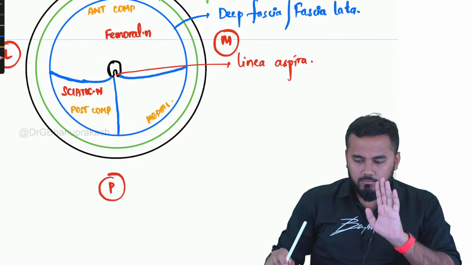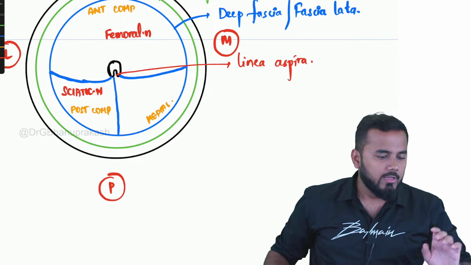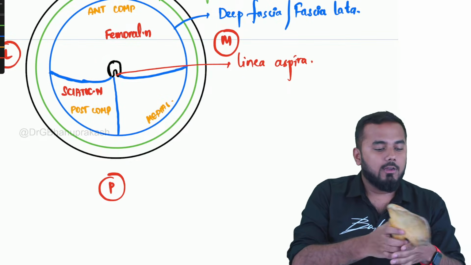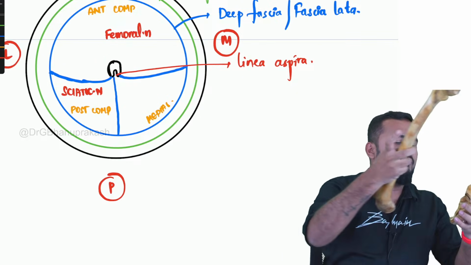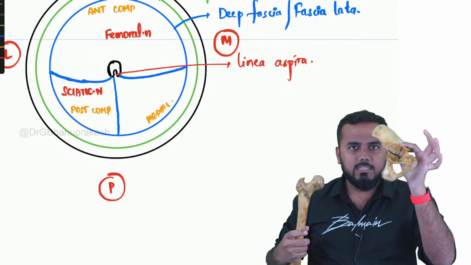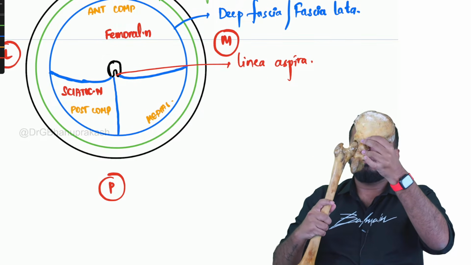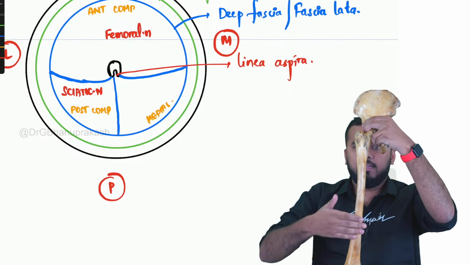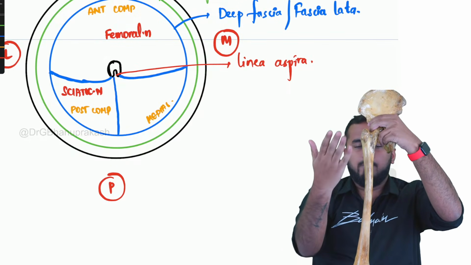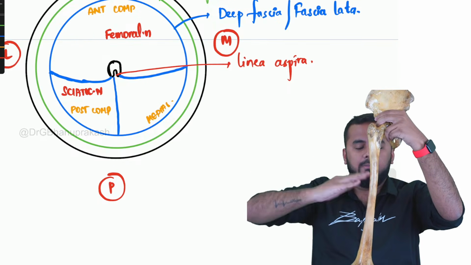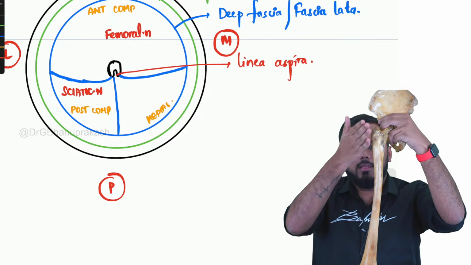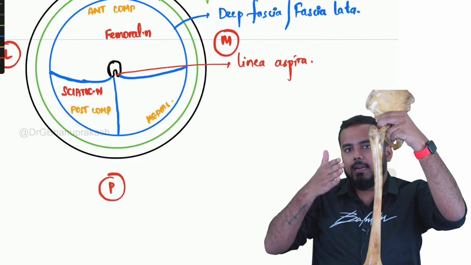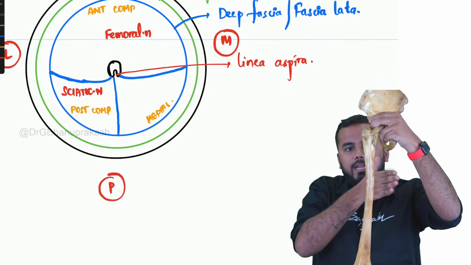Medially, what is happening? Look here very carefully now. This is your pelvic bone and I'm fixing it. If I'm fixing it, this will be your anterior compartment, facing my side. This is the posterior compartment. This will be the lateral compartment and this will be the medial compartment.